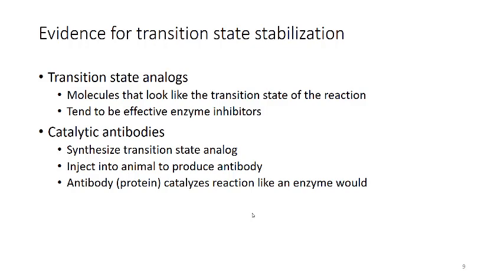Another example is using a catalytic antibody. One can synthesize a transition state analog and inject it into an animal to produce an antibody against the transition state analog. And then that antibody protein, in theory, could catalyze the reaction against the substrate molecule just like a normal enzyme.